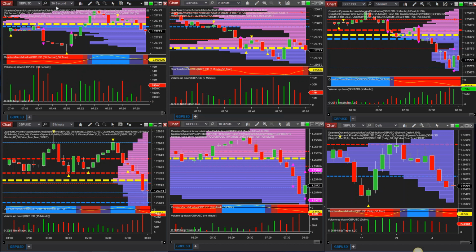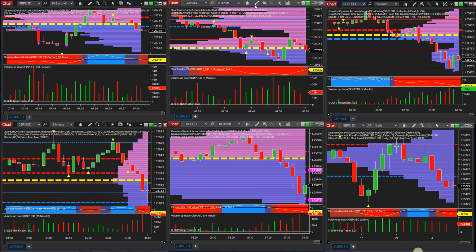This is the 30-second time frame. We've got 30-second, 2 minute, 5 minute across the top. Down the bottom, we've got 10 and 15. Sorry, these are reversed. Apologies for that. It should be the other way around: 10 and 15, and over on the right-hand side, daily.